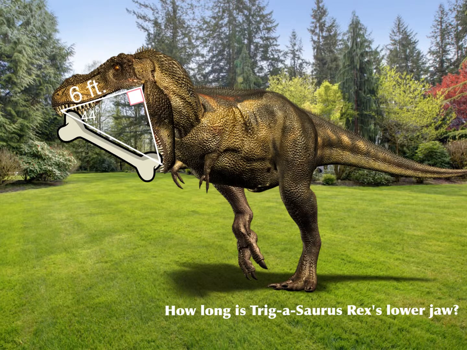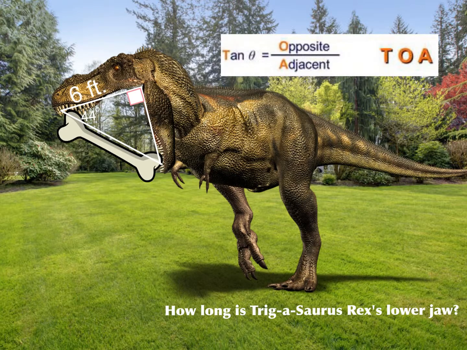So I have my reference angle here. I want to know the opposite side, and I do know the adjacent side. That tells me I'm working with a tangent function. Opposite and adjacent. So the tangent of 44 degrees is about 0.96.